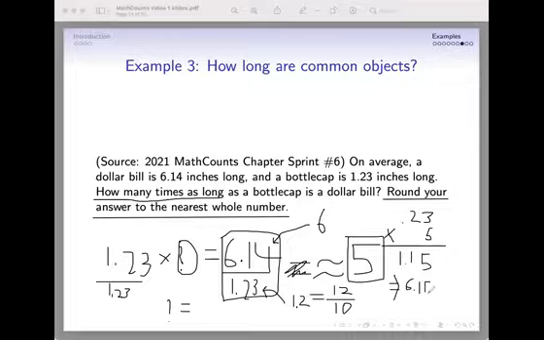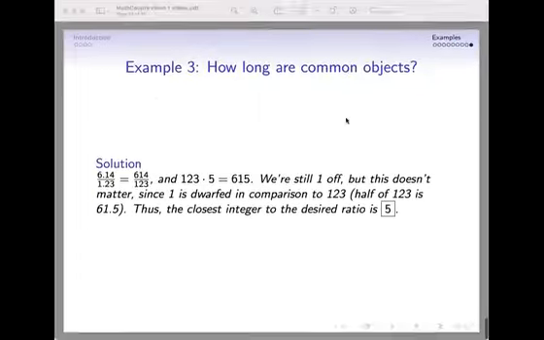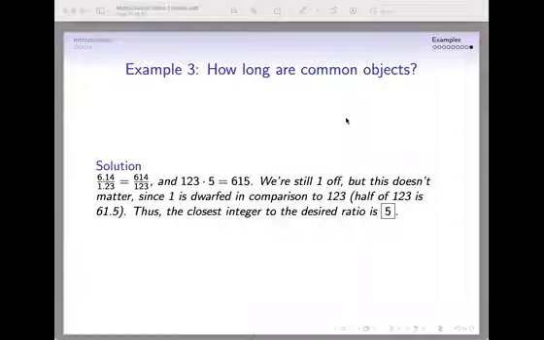And this difference of like 0.01 basically doesn't matter. So our answer is going to be 5. And indeed, we check that, yep, the answer is 5, right? It doesn't matter because the 0.01 is kind of dwarfed in comparison to the rest, like half of 1.23. In order for it to round down, you'd have to have like 615 minus 61.5, right? So that's the general idea.